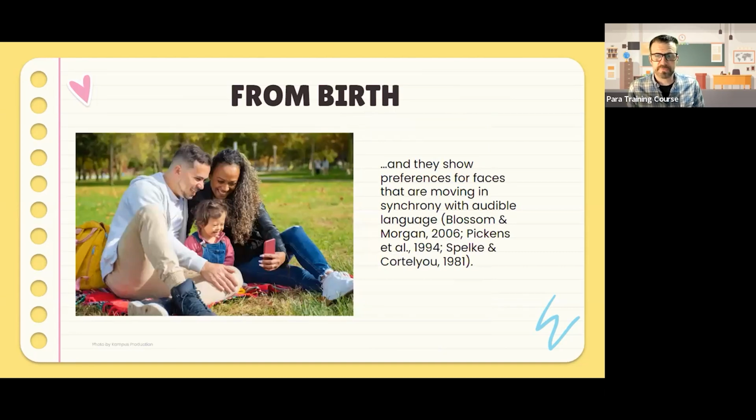Babies also show preferences for faces that are moving in synchrony with audible language. We know this because of laboratory research that's been done, in one case by Blossom and Morgan, 2006, et cetera. So we're constantly looking for symmetry. Human beings tend to find other humans that have symmetrical faces attractive. When you're watching a movie and the audio is kind of off, so it's a little slower than the characters' mouths are moving, you don't like it, it makes you uncomfortable, it takes you out of the experience, right? The babies are the same way. When shown a movie with the audio track a little bit off, they react negatively.